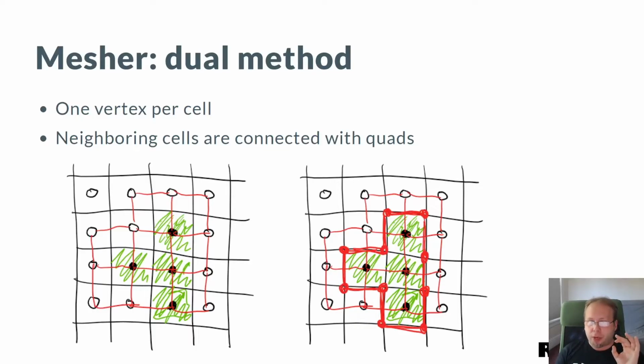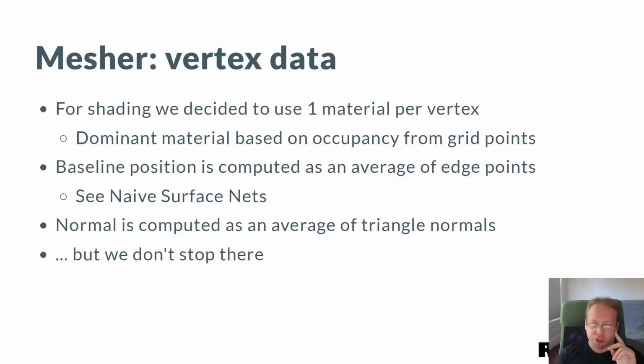And then you can look at every cell, and every cell has a few edges that have these mismatching colors, and then you can take all of the edge points and average them together. So this is what naive surface nets does, and this is what we started with. And then to compute the normals, we just average triangle normals. So this is very easy, very simple, gives you similar results to isosurface extraction from signed distance fields.